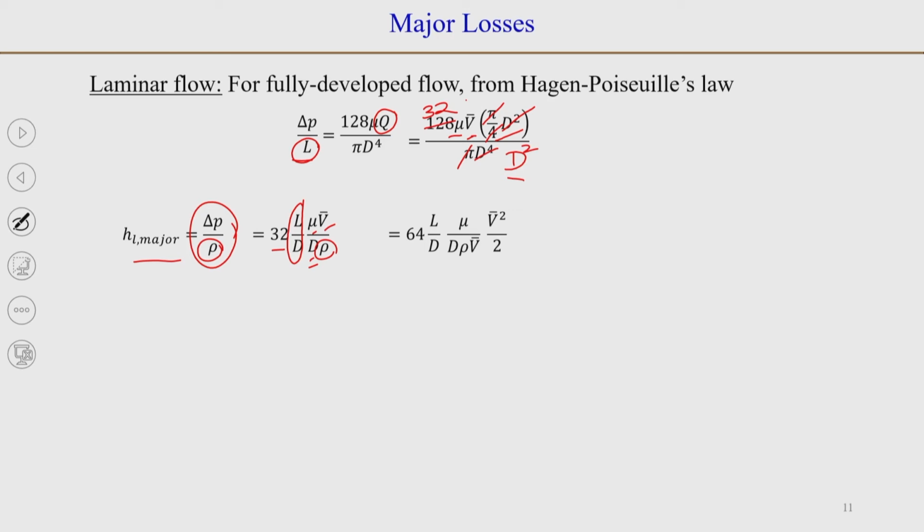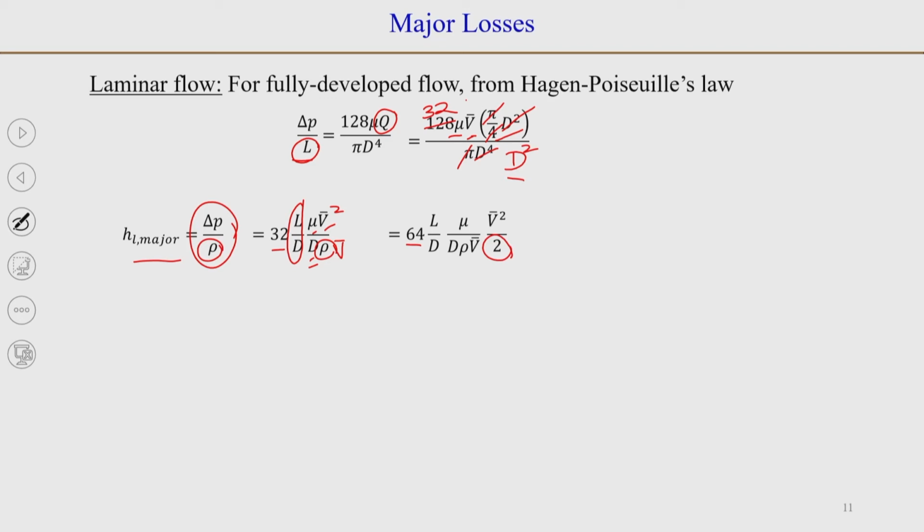So, we can try to arrange it in terms of a Reynolds number. What we have is a V bar missing. So, we can multiply by V bar in the denominator and numerator. What we get is 64, because we have divided by 2 here. So, we will get this in terms of friction factor.